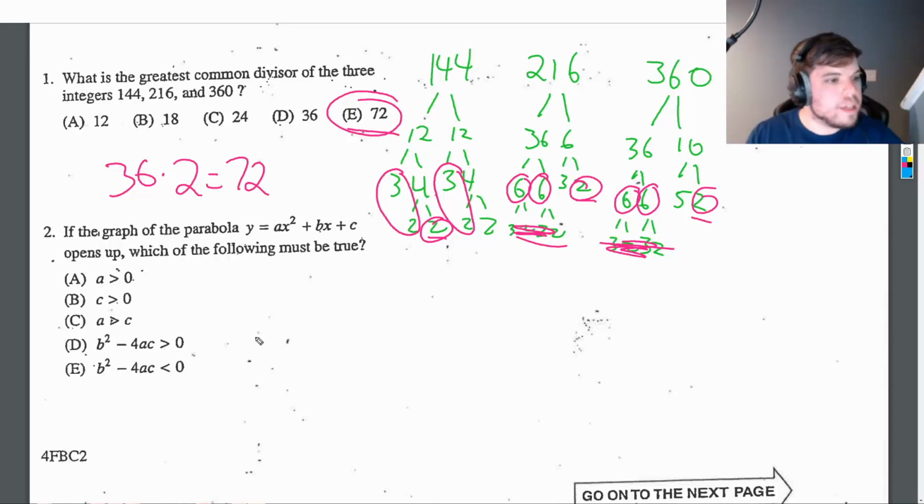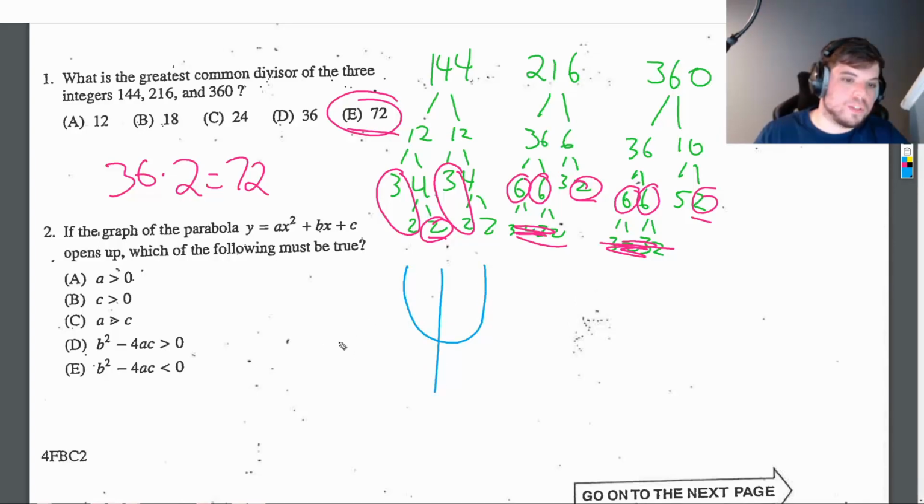Go with blue. If the graph of the parabola y equals ax squared plus bx plus c opens up, which of the following must be true? So opens up, which means it looks like a smile. So here's the graph of our parabola. Which of the following must be true?